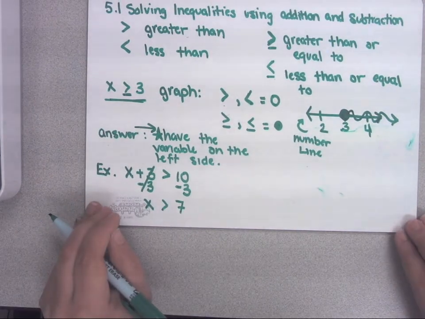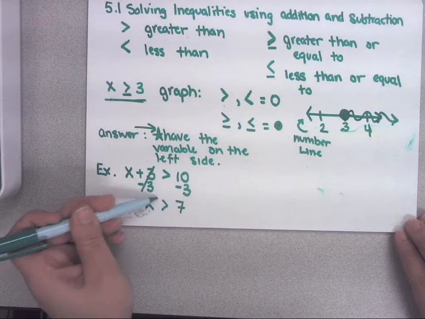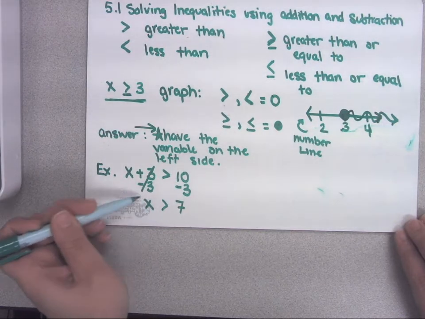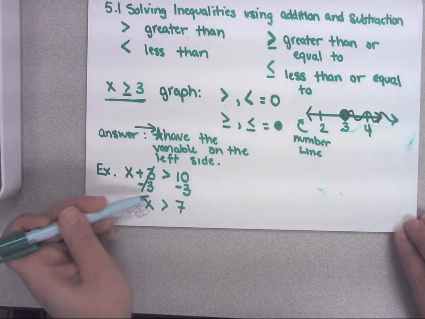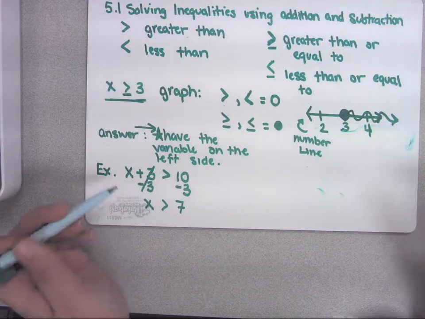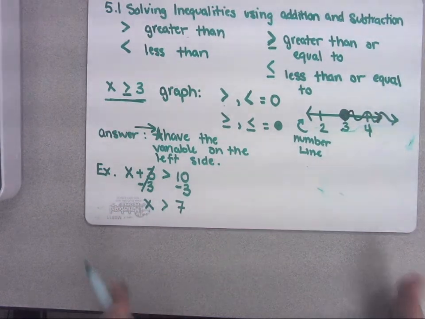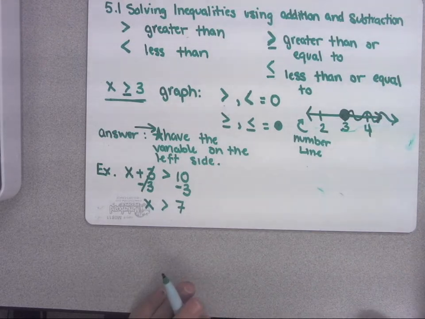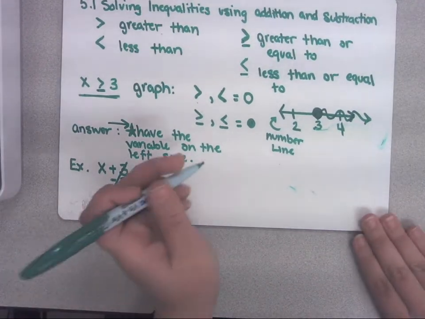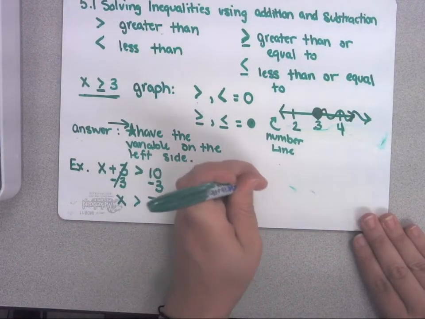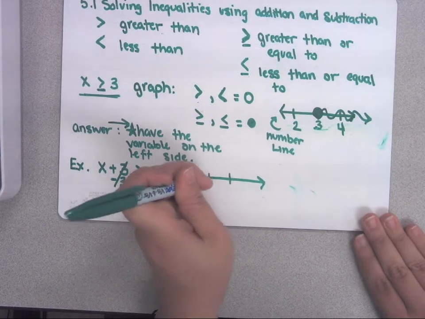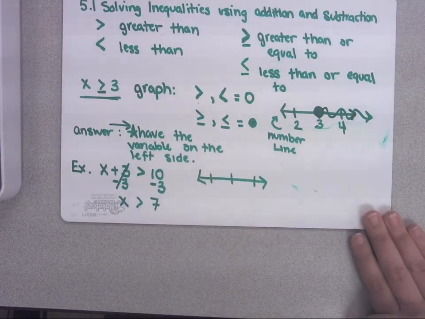Before we move on to graphing, is my variable on the left side? Do we all see that? If your variable's not on the left side, you cannot move on to the graphing. Instructions literally say solve, then graph. If you can't solve and get on left, you cannot move on to graphing. Now to graph. Draw your number line. You're always going to have 3 numbers.